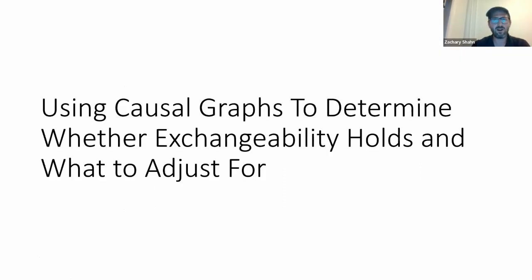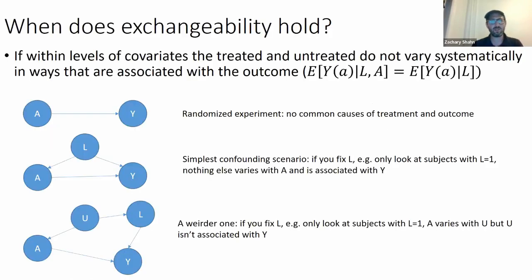Let's talk about using causal graphs to determine whether exchangeability holds. So like whether it's allowed to do causal inference and what to adjust for to make sure that it is allowed. The first question is, when does exchangeability hold, or what is exchangeability given covariates? Exchangeability holds if within levels of covariates, that means if you fix the covariates and look at only people with a particular value of the covariates, the treated and untreated don't vary systematically in ways that are associated with the outcome. So if you fix the values of the covariates, then you can just compare the outcomes in the treated and the untreated in people who have that value of the covariates.